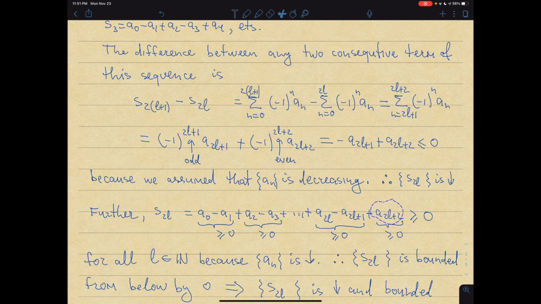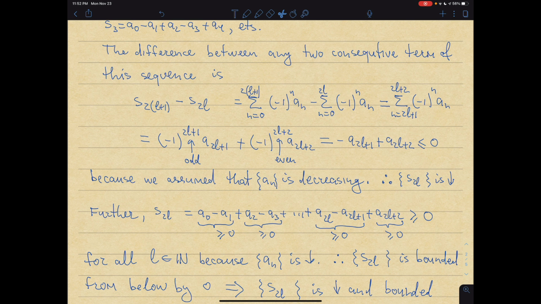So now grouping them in a slightly different way, let's take A0 minus A1. Again, A0 is larger, so the difference is positive. A2 minus A3, A2 is larger, the difference is positive. We keep going like that. The next to the last term and the previous term, their difference again is positive because A_2l is bigger than A_2l+1.